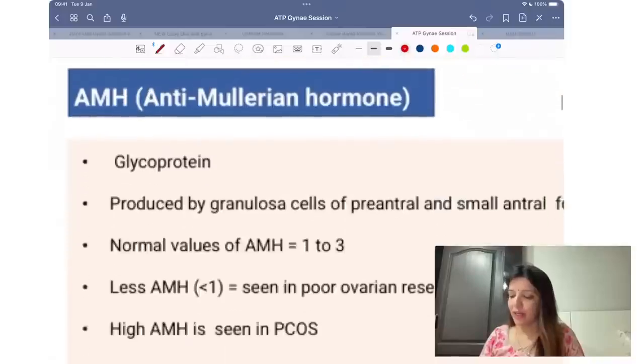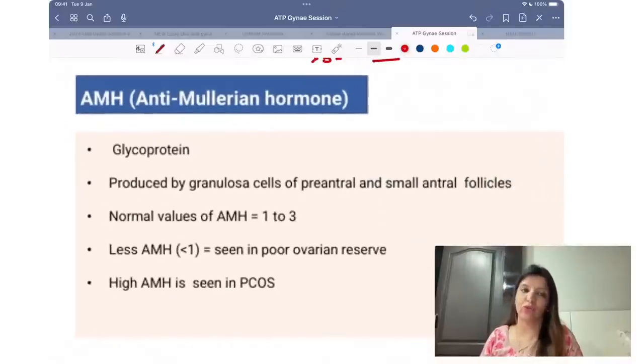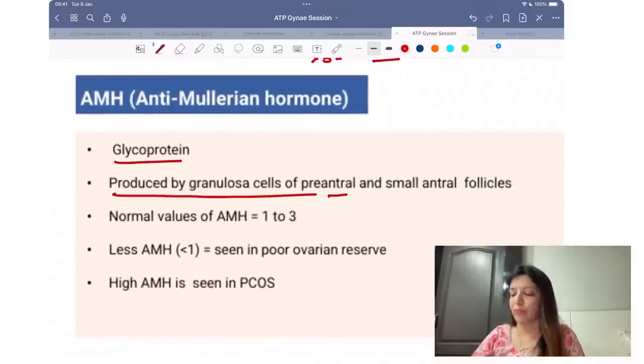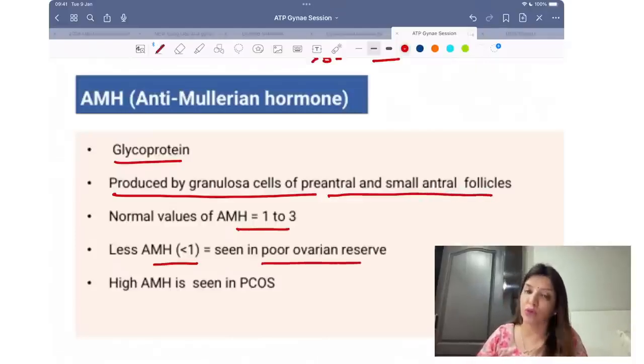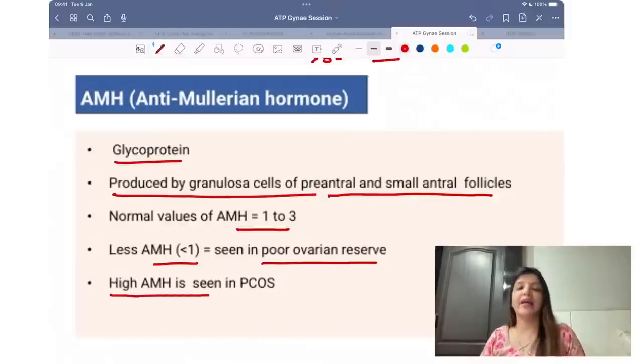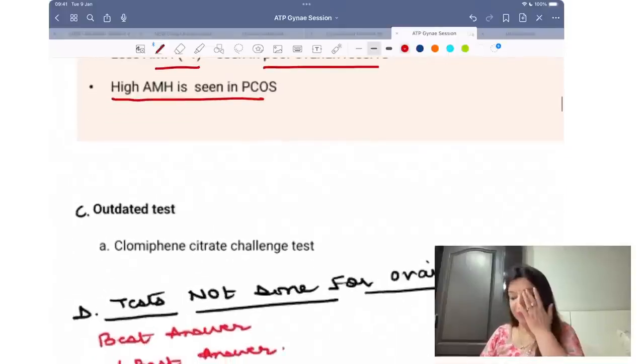Now, anti-Mullerian hormone, this is what I have written over here also. It is a glycoprotein which is produced by the granulosa cells of preantral and antral follicles. Its normal values are 1 to 3. If it is less than 1, that means it's a poor ovarian reserve. If it is high, it is seen in PCOS. Clear to all of you? Show me a thumbs up if you've understood till here.